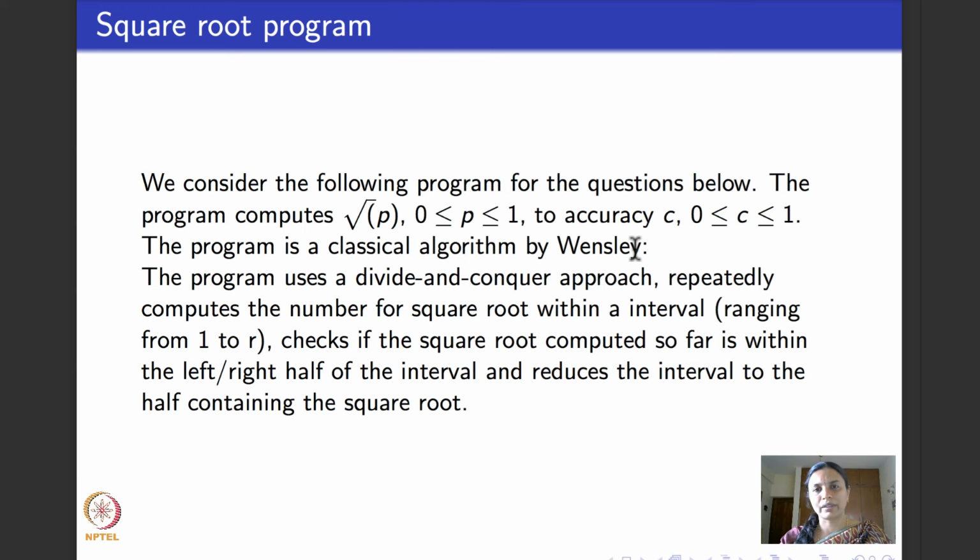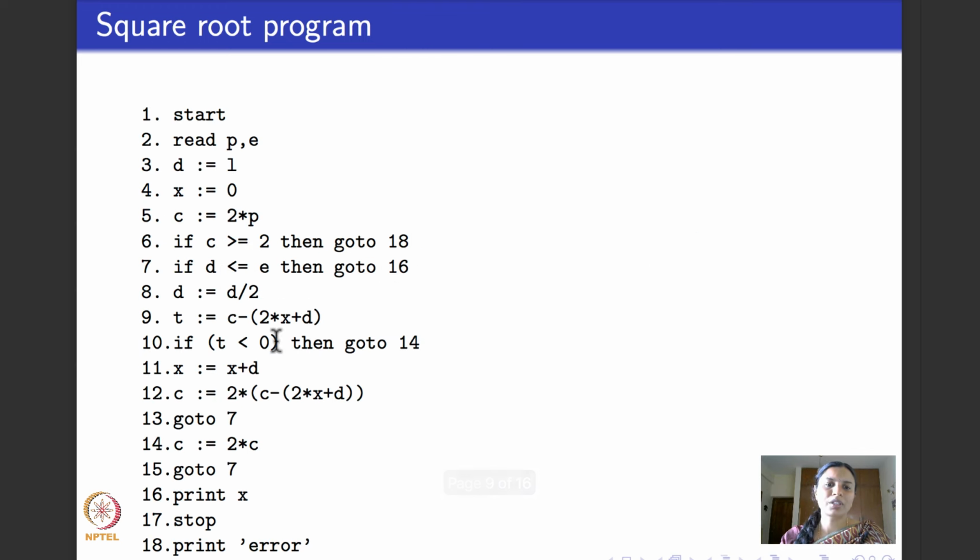So here is the code of the program, written specifically in a long way that also helps you learn how to draw control flow graphs. As I told you, the program has loops not as while loops or for loops, but as go-to statements. Here I begin, I read the numbers, I do a set of initializations, and then I say if this number is greater than or equal to 2, then you go to 18. 18 means I can't find the square root, print error. And it says if the number is less than or equal to e, go to 16. 16 says I have found the square root, print it.